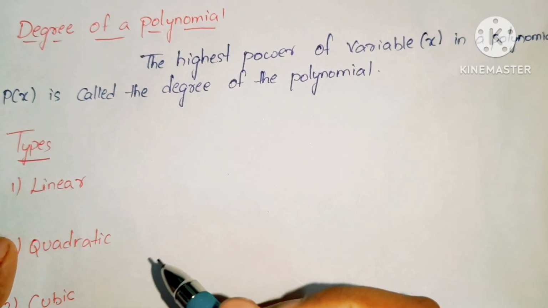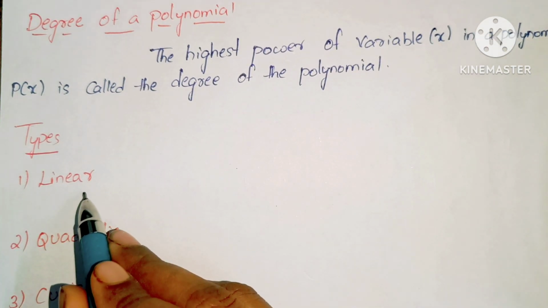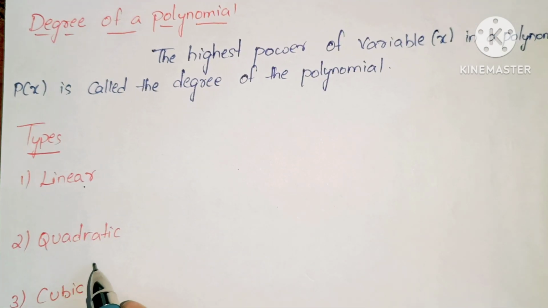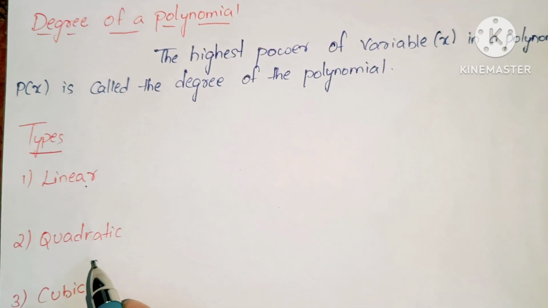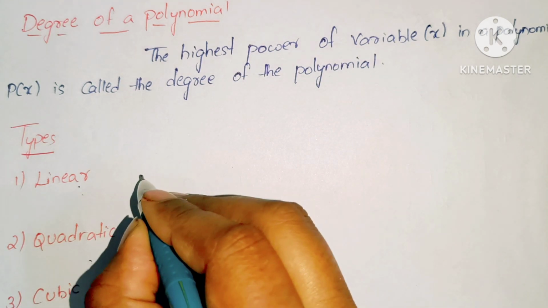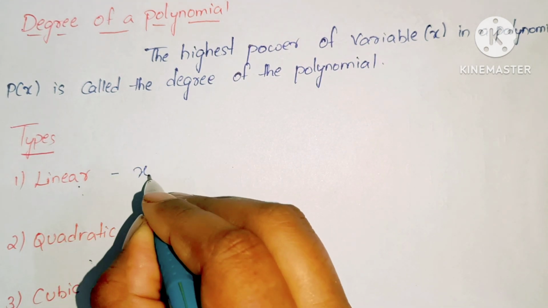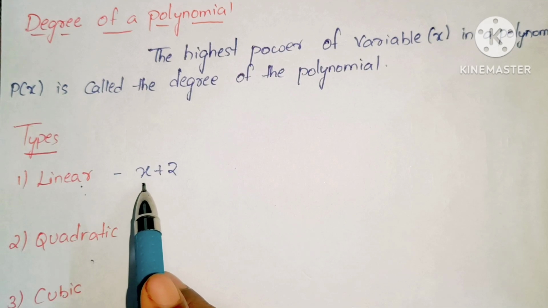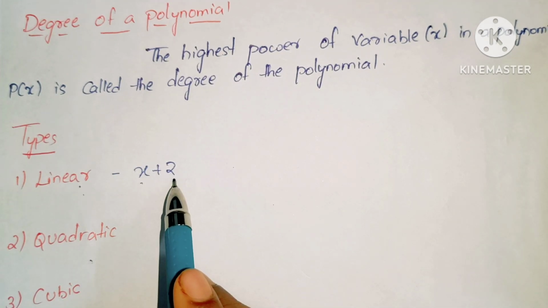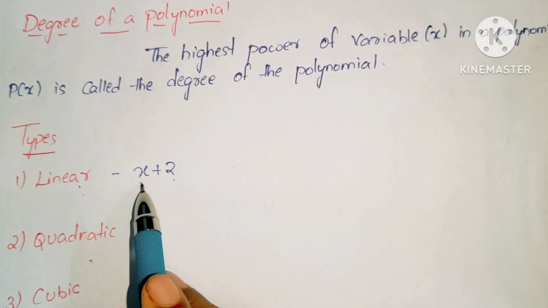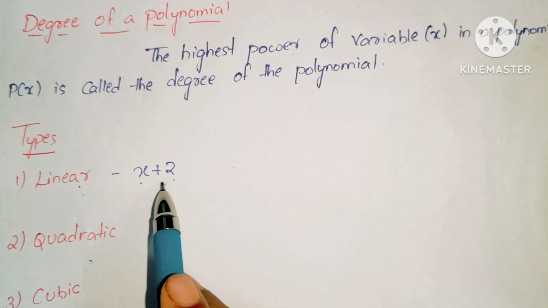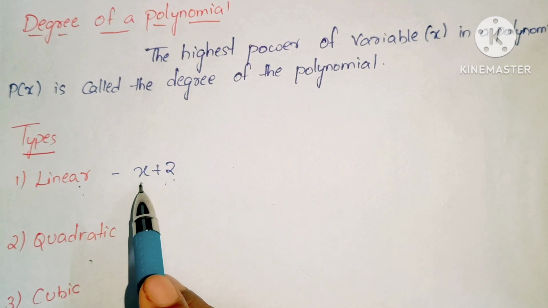So see here, I am writing: a linear polynomial contains only one variable. Okay. Quadratic means the highest power is two. Let me show how linear works, for example, x plus 2. So you can see here only one variable and one constant. Okay. So what is the degree of this equation? It is a polynomial. Yes, it is a polynomial because it has a variable.